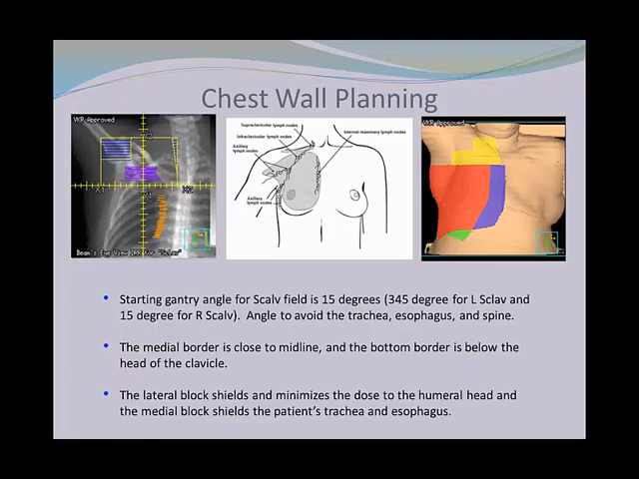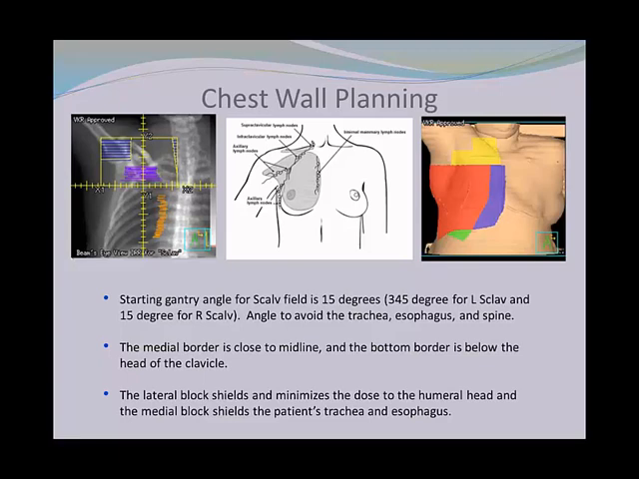Where we put the inferior border of the supraclav, like I mentioned before, is to make sure that we are covering all the lymph nodes for the supraclav and the infraclav lymph nodes. And then we also have a field called the IMC field, which helps to treat the mammary lymph nodes, which I will discuss a little bit later.